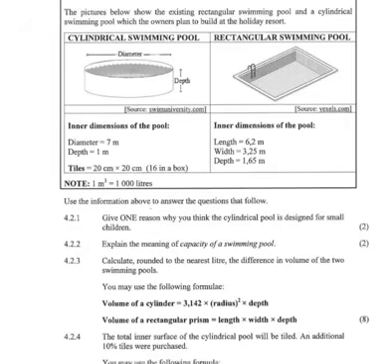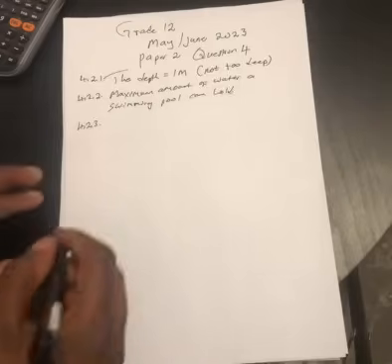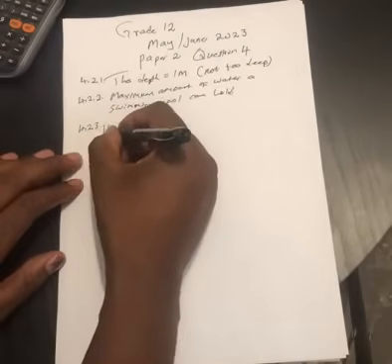4.2.3, it says calculate, rounded to the nearest liters, the difference in volume of the two swimming pools. You may use the following equations. The volume of a cylinder is 3.142 multiplied by radius squared multiplied by depth. The volume of a rectangular prism is equal to length multiplied by width multiplied by depth. If you look at the question, the marks are 8 marks for the entire question. So let's do the calculations. I just want the difference.